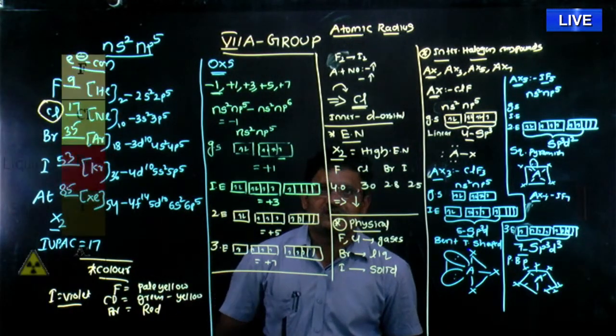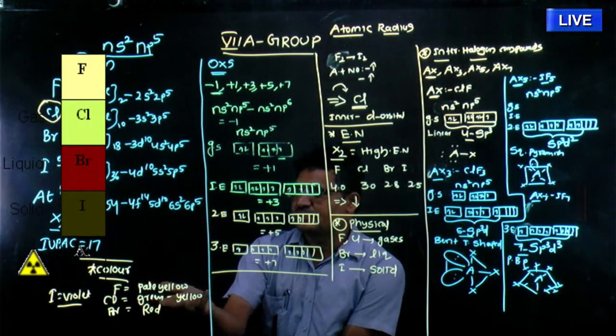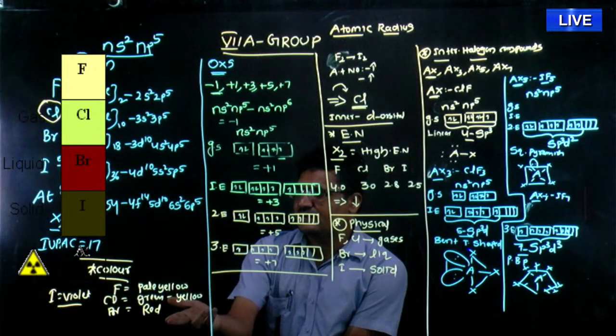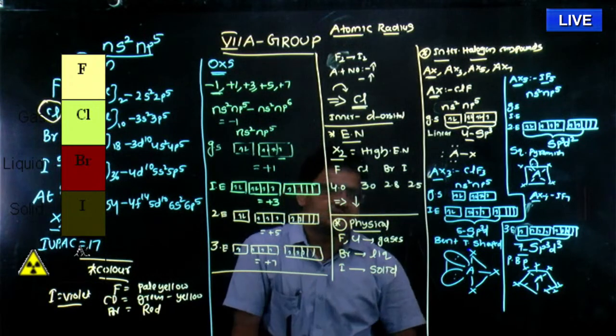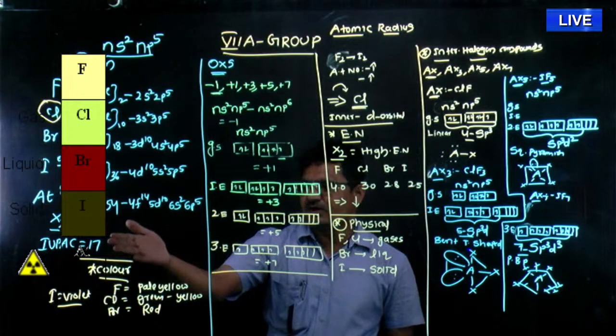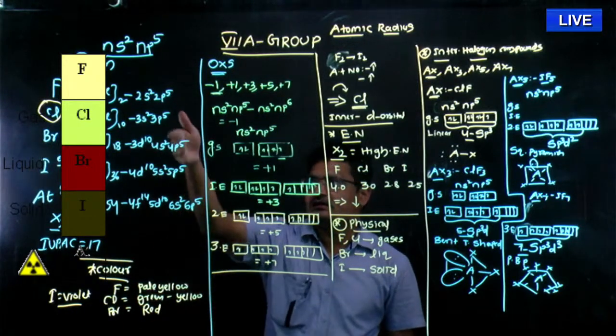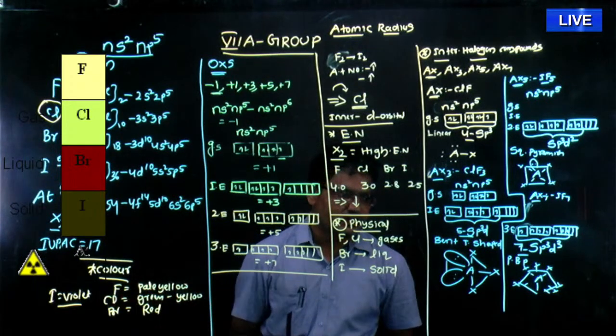Next one, color of the compound. Here fluorine is pale yellow, chlorine is green yellow, bromine is red, iodine is violet. After that, oxidation state. What is the color? We already saw: pale yellow, green yellow, red and violet.